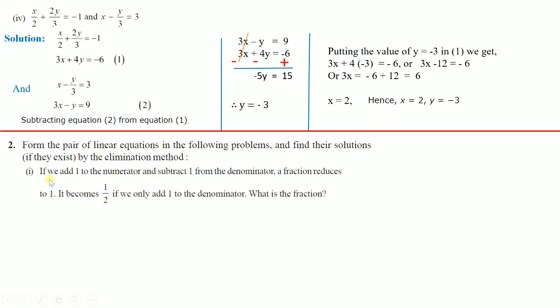So let us proceed. Part number 1 says if we add 1 to the numerator, it is talking about a fraction, numerator, and subtract 1 from the denominator. Remember, if we add 1 to the numerator and subtract 1 from the denominator, our fraction reduces to 1, equals 1. Second condition, it becomes 1 by 2, meaning in place of 1 now we have 1 by 2. If we only add 1 to the denominator, meaning the numerator will be the same, only we will add 1 to the denominator. What is the fraction? Means we have to tell the value of the fraction. Let us go for the solution.